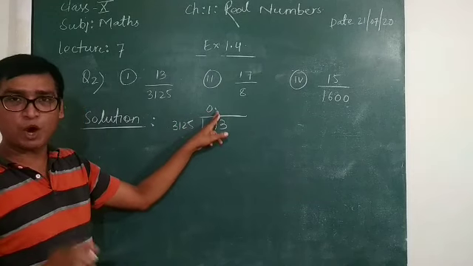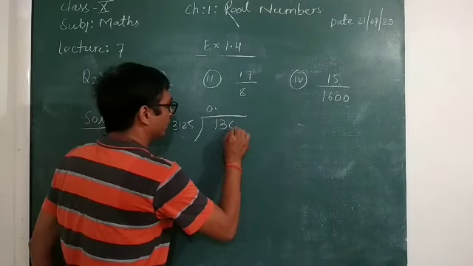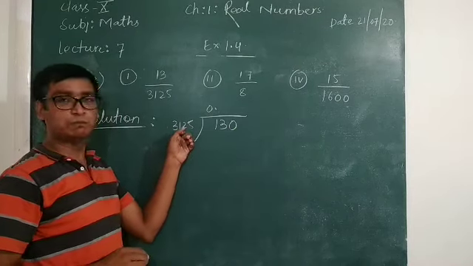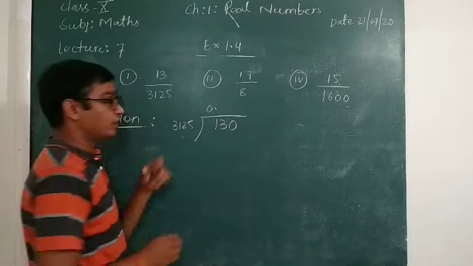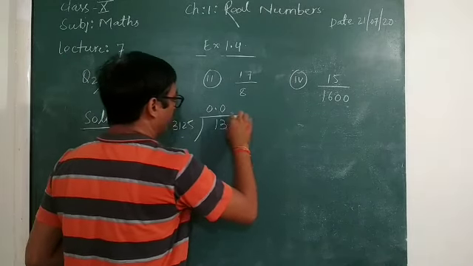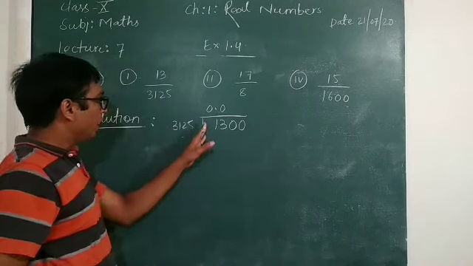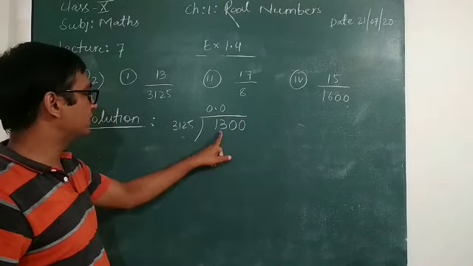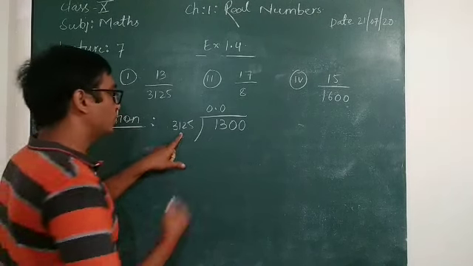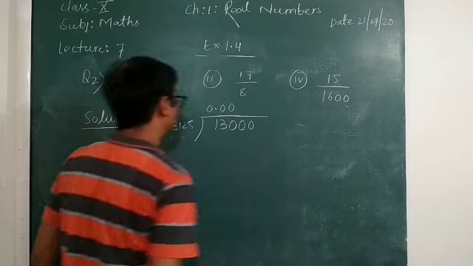If you place the point over here, automatically you will get 0 over here. Again you find that the divisor is much greater than this dividend, so again you will put 0. After putting 0, you have to also put 0 over here. Again you find that this 13 is smaller than 3125, so again we will take 10. So 10 over here also.